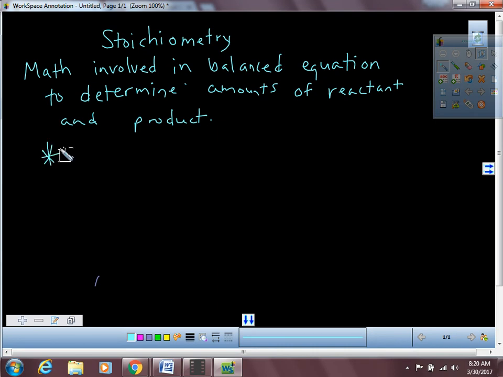The important thing you have to do very first off is make sure you balance your equation because it's all based on your balanced equation. So you always refer back to that balanced equation for each step of your problem.